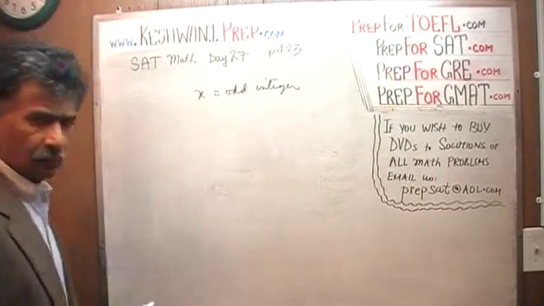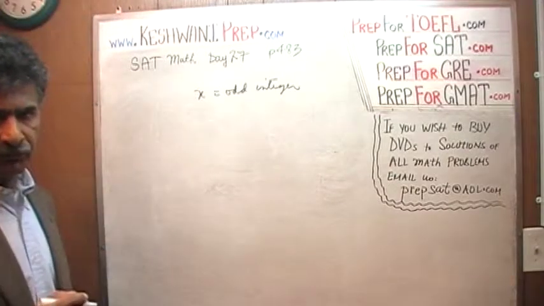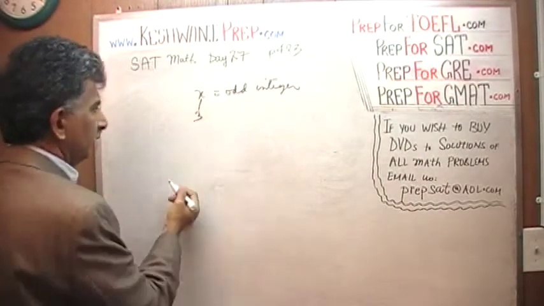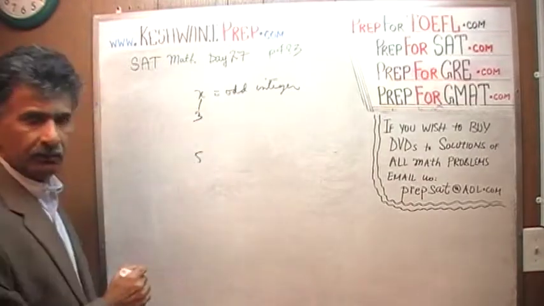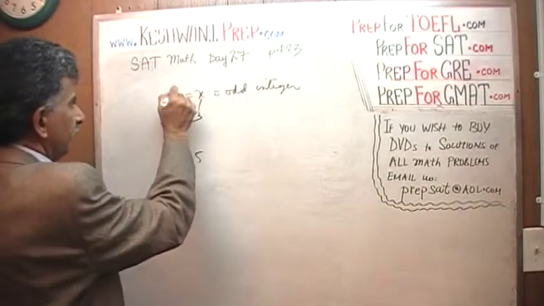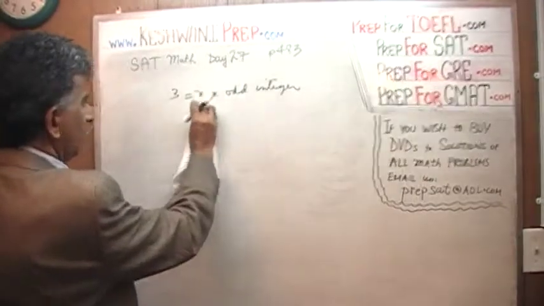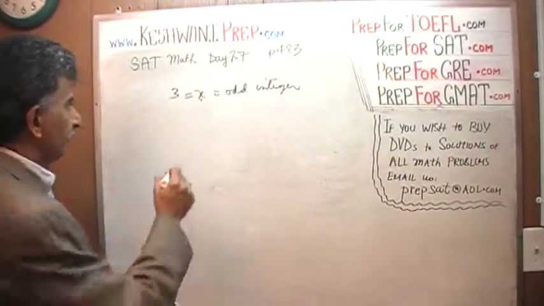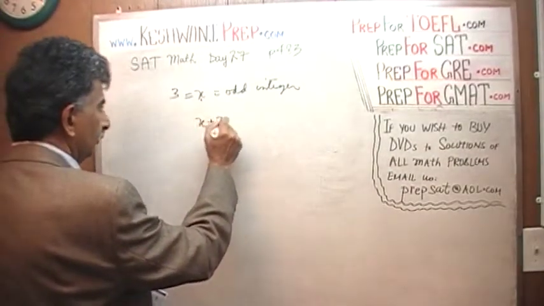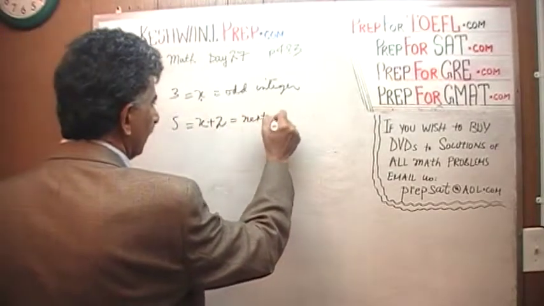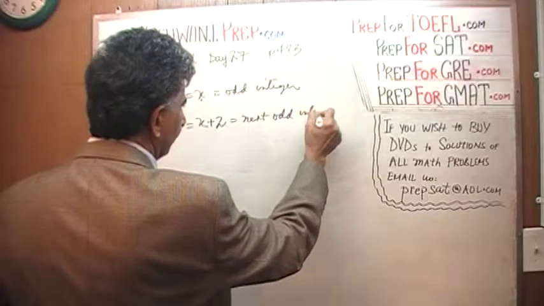Well, there are two ways you can go about it. One way is to simply understand the concept that if x is 3, for example, the next one is 5. And how do we write 5 using the symbol of x? It's just going to be x plus 2. That's your 5 right here. That's the next odd integer.